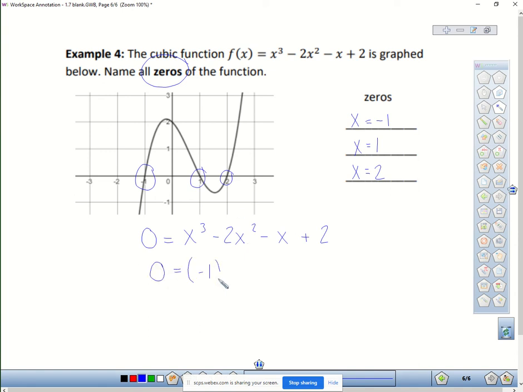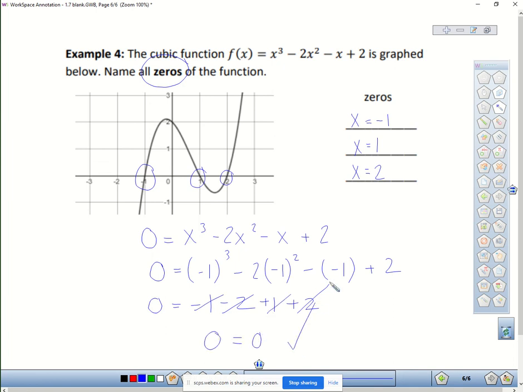So for example, I could do negative 1 to the third power minus 2 times negative 1 to the second power minus negative 1 plus 2. Negative 1 to the third power is negative 1. Negative 1 squared is 1. 1 times negative 2 is negative 2. Subtracting a negative 1 is addition. And I bring down the 2. Now these 2's cancel, and the 1's cancel, leaving me with 0 equals 0. So see how I was able to confirm my answer by plugging it back into the algebraic equation.